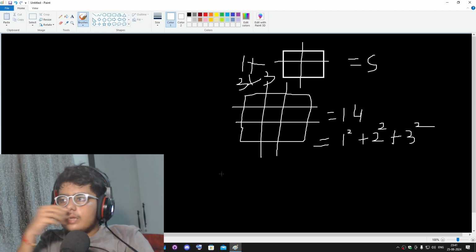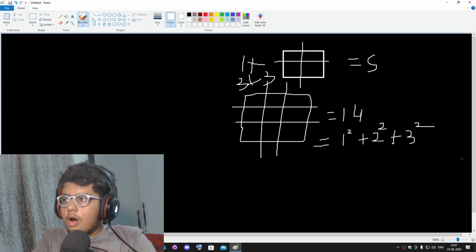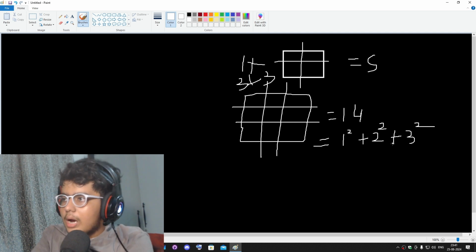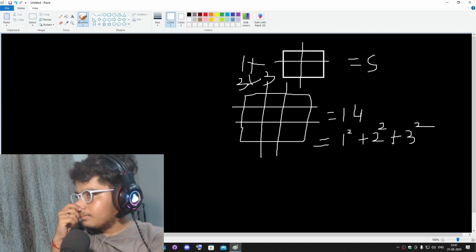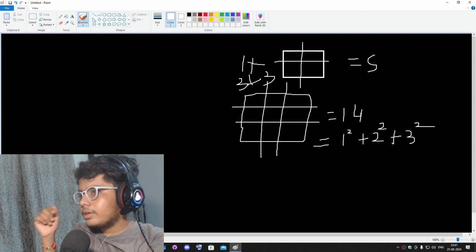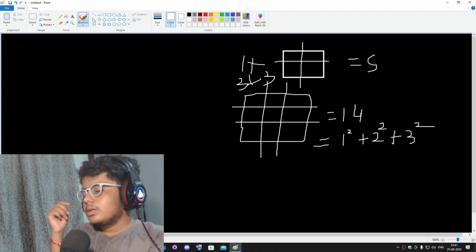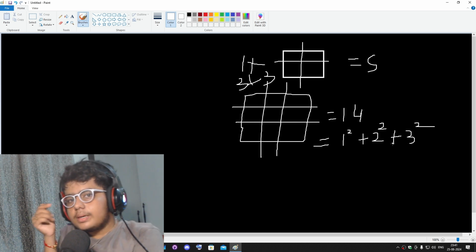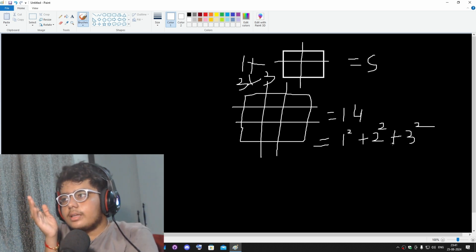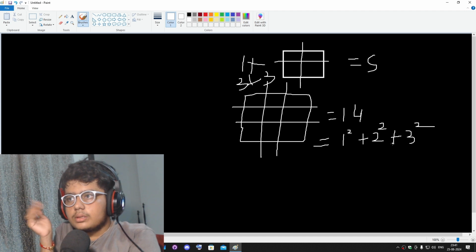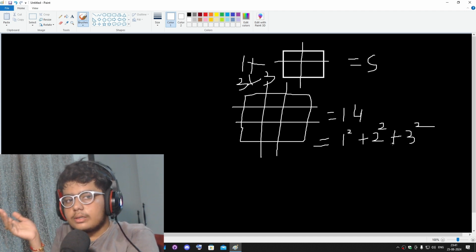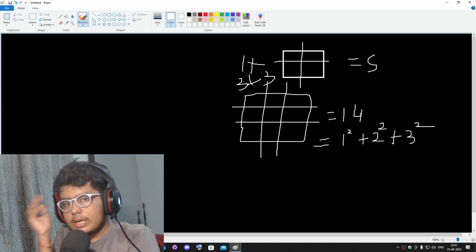So I will tell you the logic of how I got this formula. I got the logic behind why we are adding 1 square plus 2 square plus 3 square, and I will show you the magic of maths, that everything has some logic. We just think that it doesn't have any logic, but no, it has some logic.